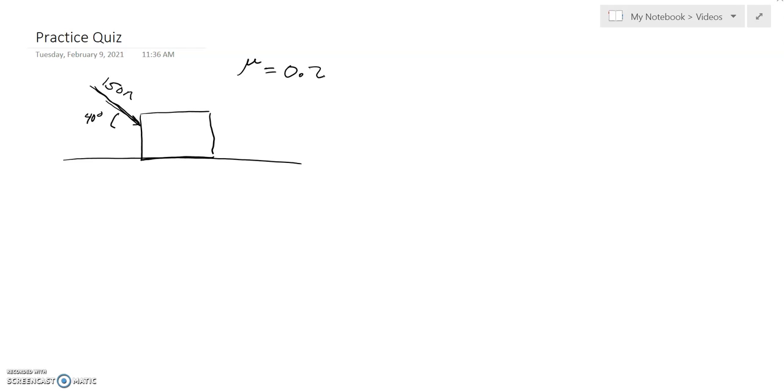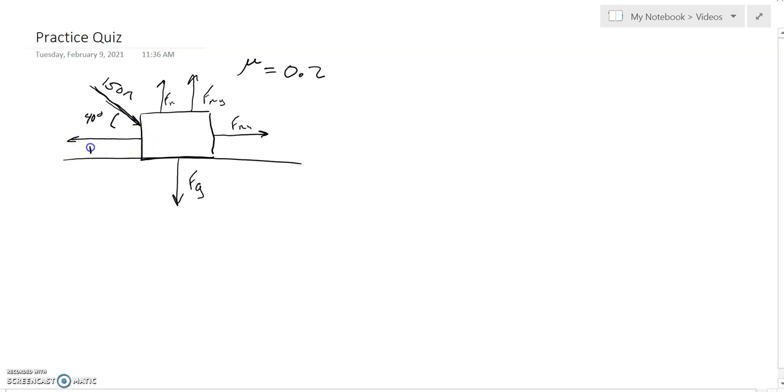So let's draw our force diagram. We have one force in the x. We have force normal in the x direction. We have force normal in the y direction. We also have another force normal going up, and we also have a force of gravity going down. Looking at it, because it's a rough surface, we will have a frictional force going backwards.